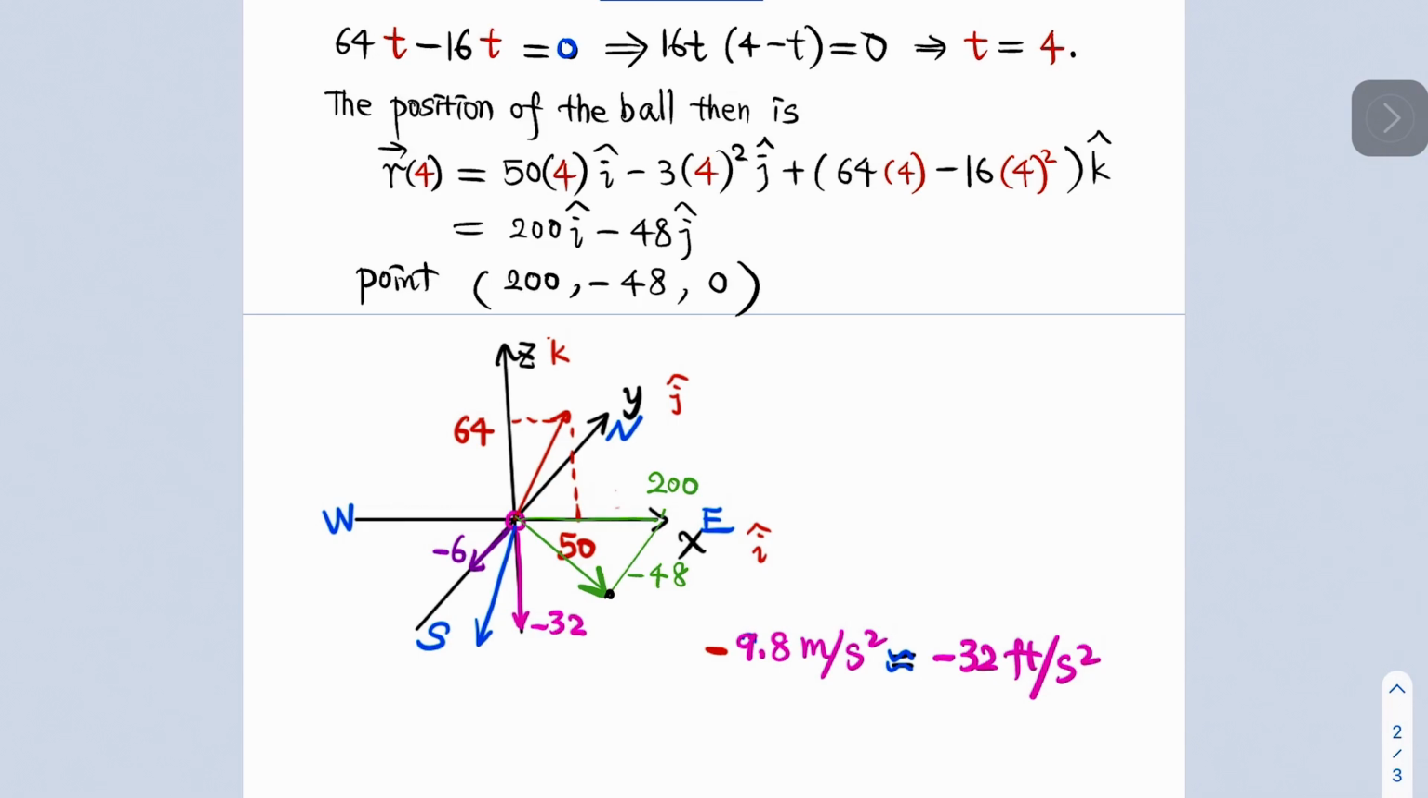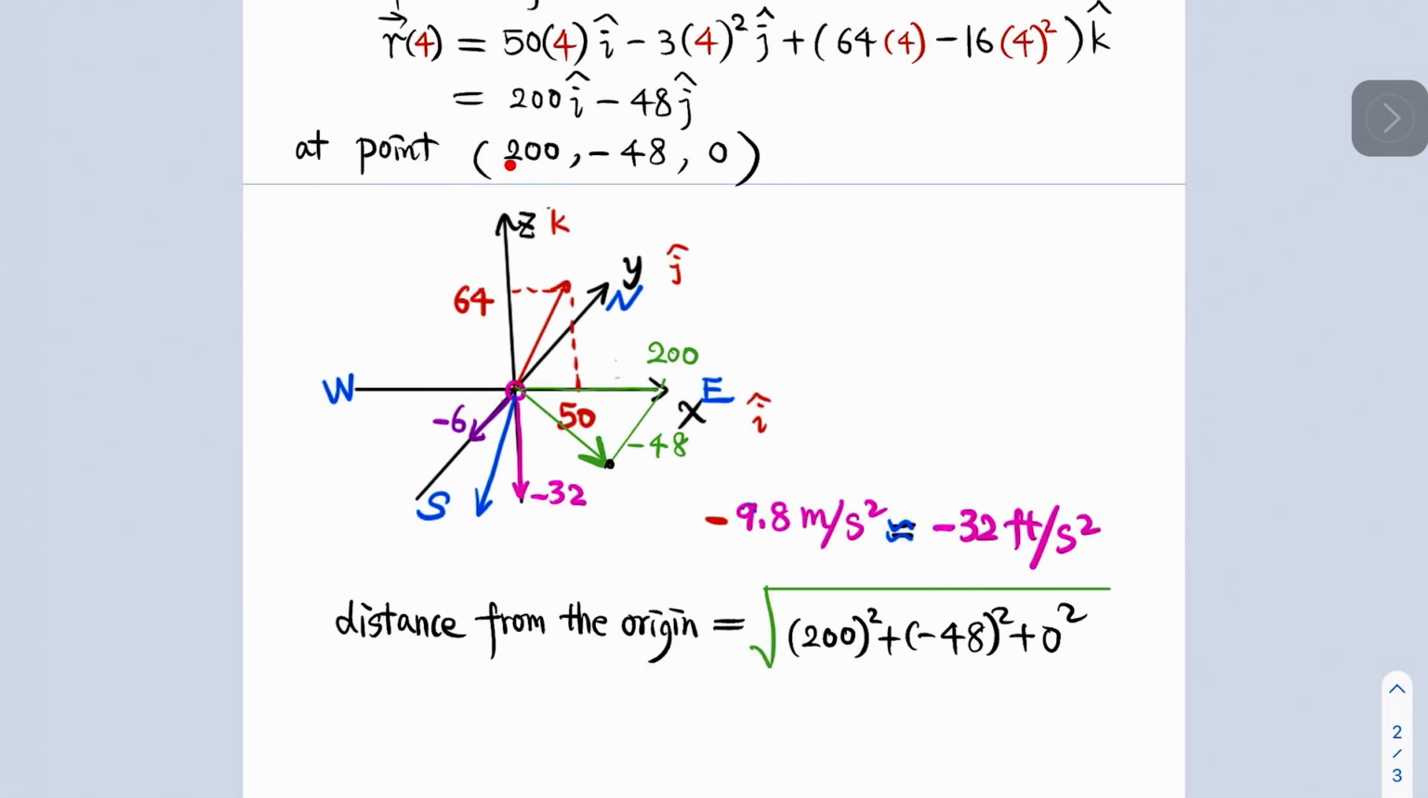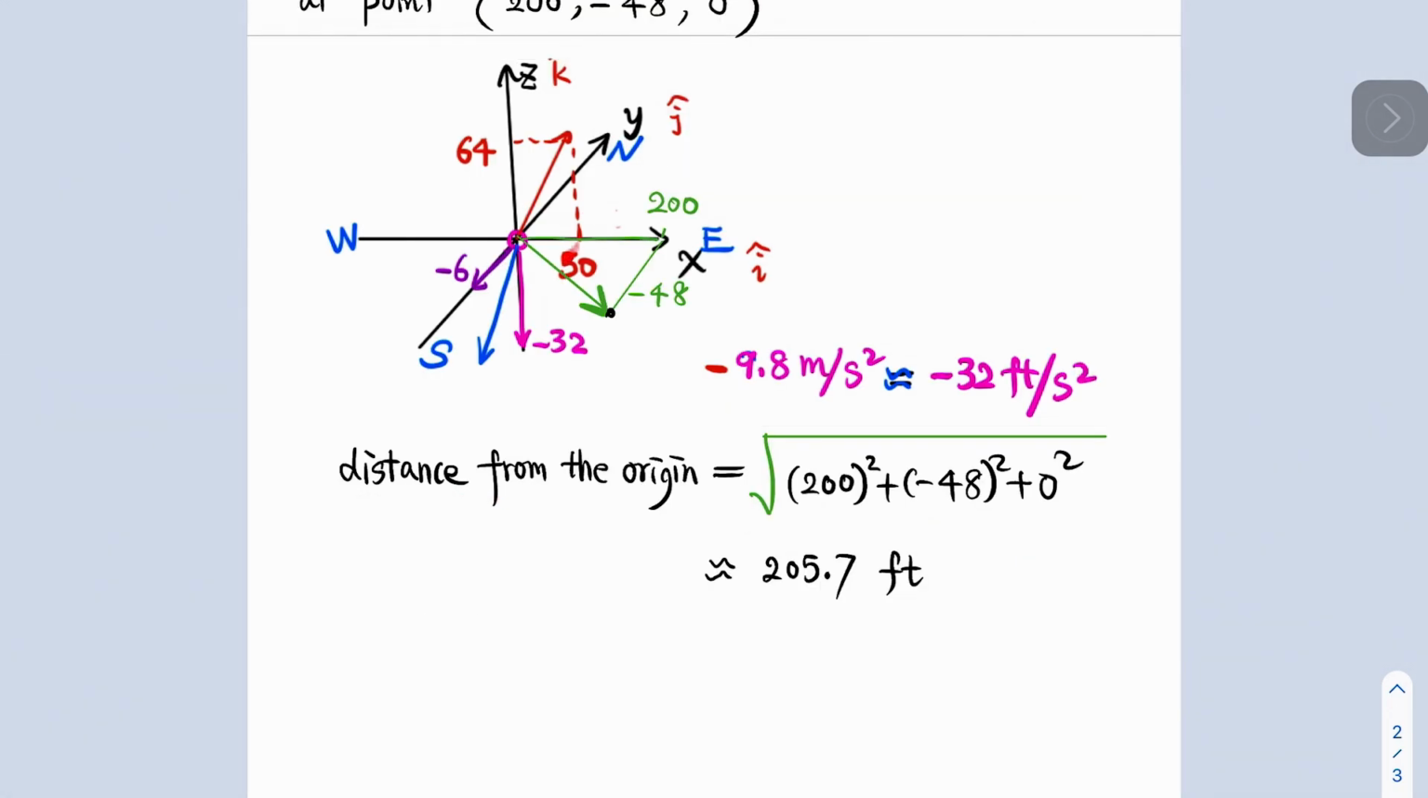The distance from this point to the origin is given by the magnitude of r(4), which is the square root of 200 squared plus (-48) squared plus 0 squared. That is approximately 205.7, and the unit here is feet. Remember, we are asked to keep one decimal place. Now we know the distance.